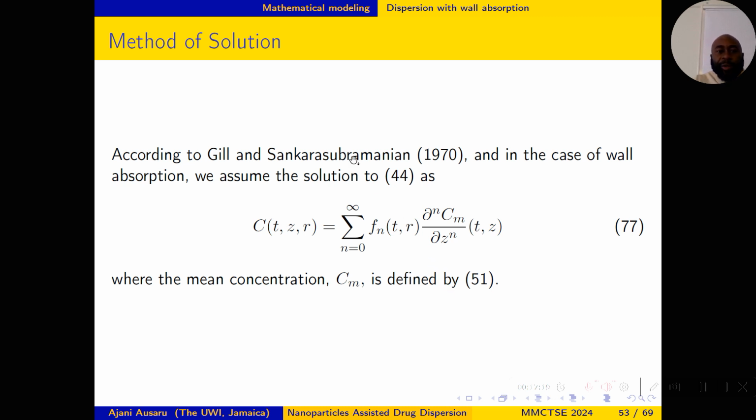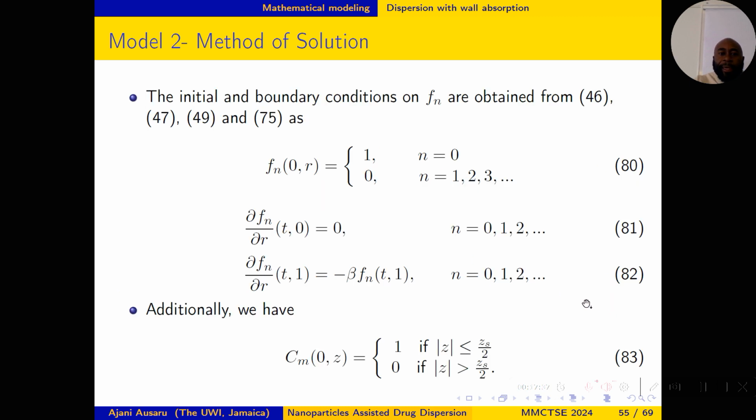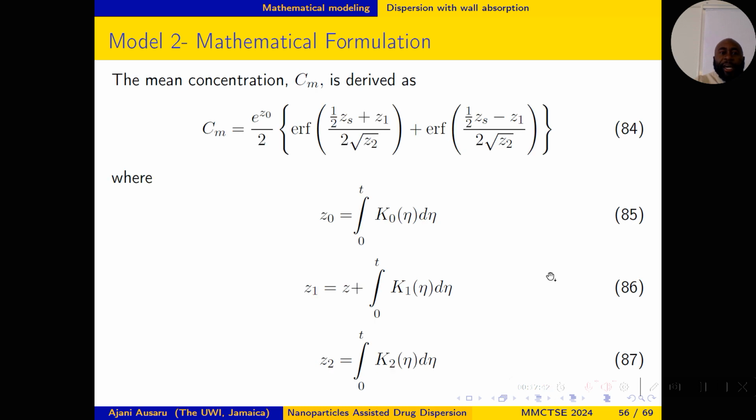According to Gill and Sankarasubramanian, the solution to 44 is given by equation 77. Now we are starting at n equals 0. Previously it would have been n equals 1 since we had no absorption at the tube. So in this instance, we still proceeded as we did in model 1, and we have these coupled equations again, our kn's and our fn's, and the accompanying boundary conditions and initial conditions are given. And this time we also have an expression for the mean concentration, but in terms of three transport coefficients, K0, K1, and K2, where K0 is the absorption coefficient, K1 is the convection coefficient, and K2 is the dispersion coefficient.